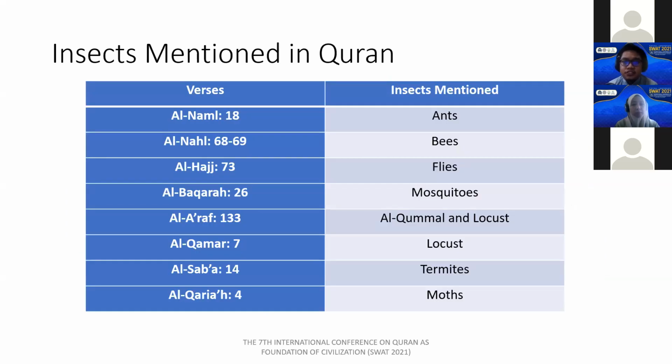Then here are the insects mentioned in the Quran. First, we have ants in Surah Al-Naml verse 18, bees in Surah An-Nahl verses 68 until 69, and then flies from Surah Al-Hajj verse 73, mosquitoes from Surah Al-Baqarah verse 26, Al-Kummal and locusts from Surah Al-A'raf verse 133, and then locust is mentioned for the second time in Surah Al-Qamar verse 7, and then termites from Surah Saba verse 14, and then moths from Surah Al-Qari'ah verse 4.